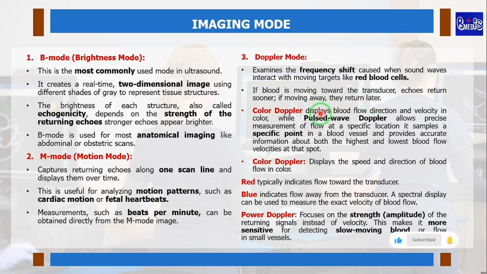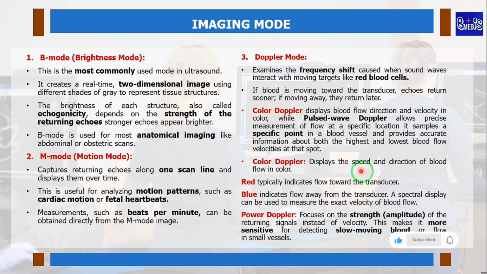So color Doppler displays blood flow directly and velocity in color, while pulse wave Doppler allows precise measurement of flow at specific locations. It samples a specific point in a blood vessel and provides accurate information about both the highest and the lowest blood flow velocity at that point or that spot. Color Doppler displays the speed and direction of blood flow in color.